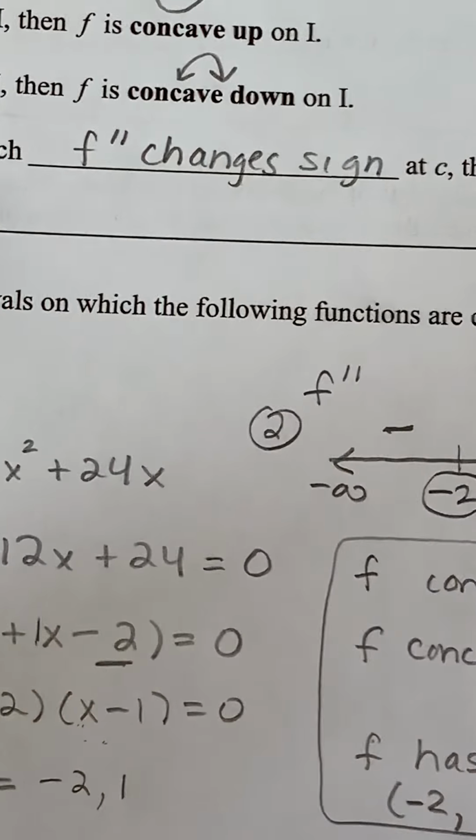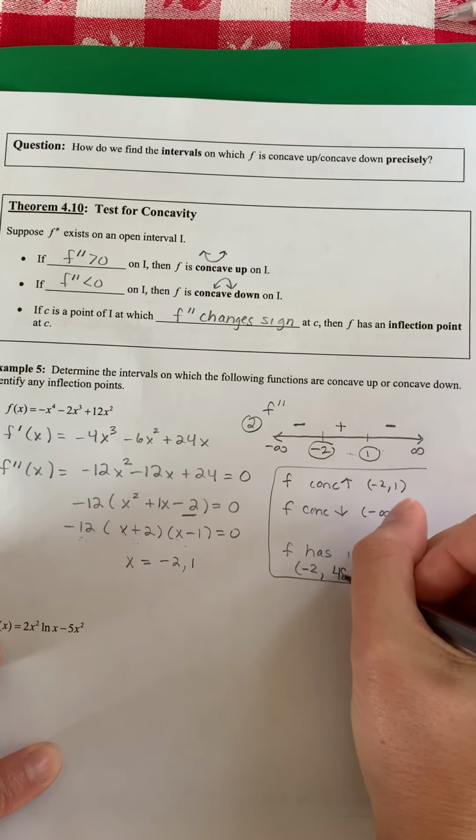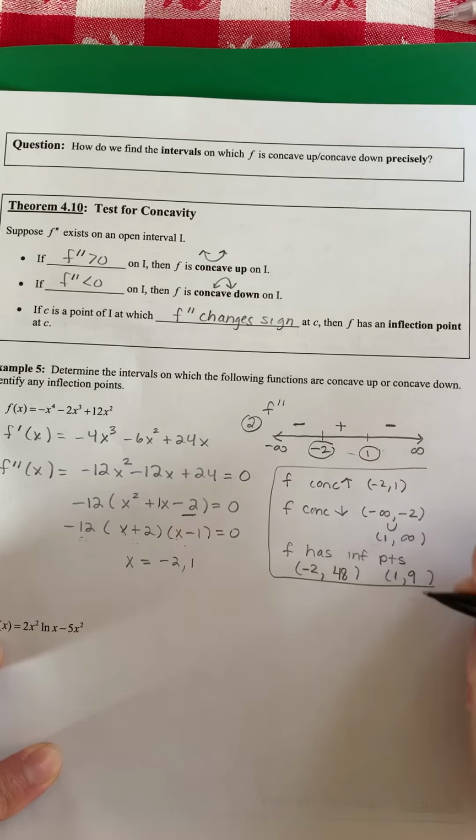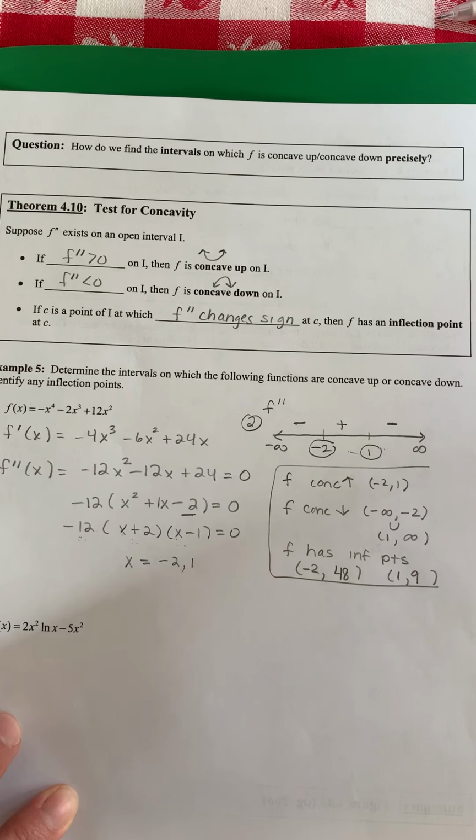So I'm going to go ahead and enter those into my answer box. So negative 2, y value of 48, and 1 had a y value of 9. And that completes this part of the problem.